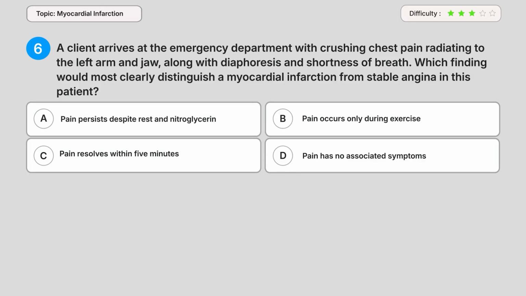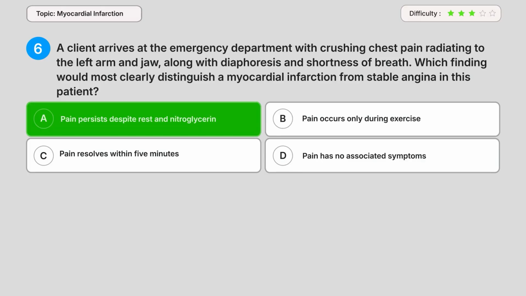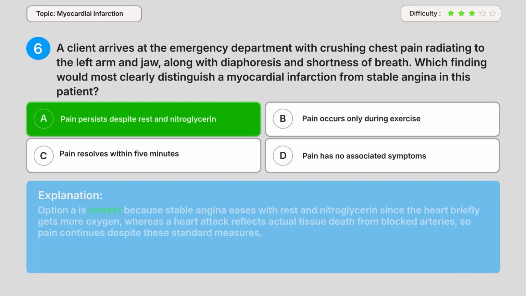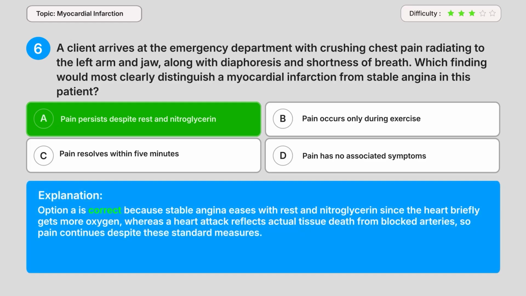Correct answer, A. Pain persists despite rest and nitroglycerin. Explanation. Option A is correct because stable angina eases with rest and nitroglycerin, since the heart briefly gets more oxygen. But a heart attack reflects actual tissue death from blocked arteries, so pain continues despite these standard measures.